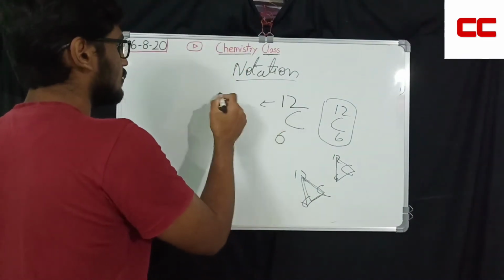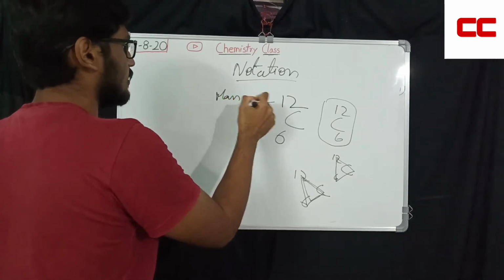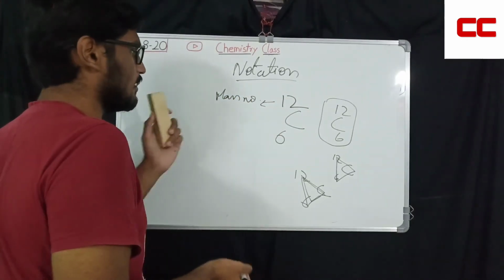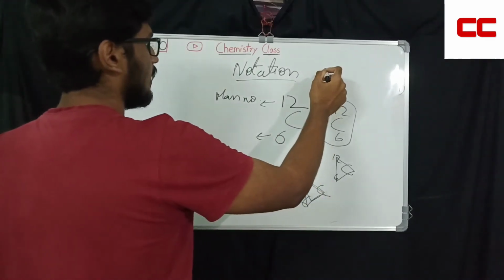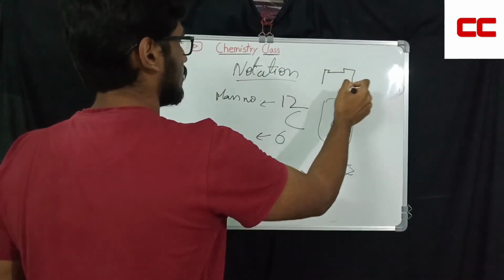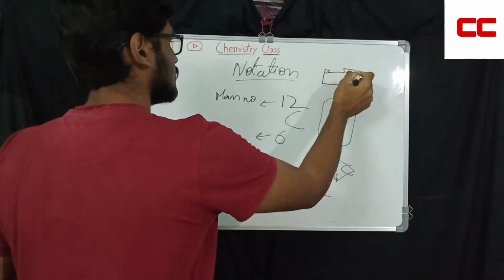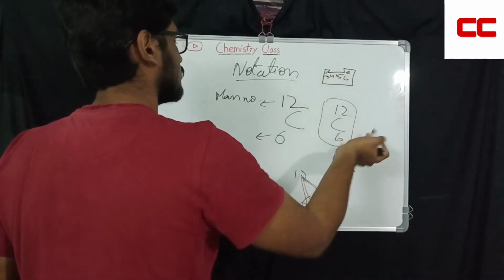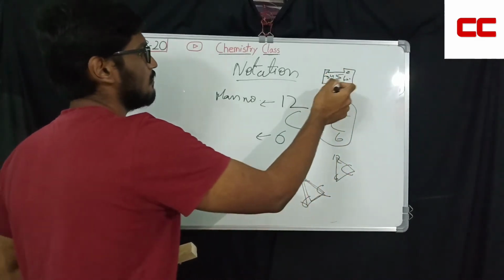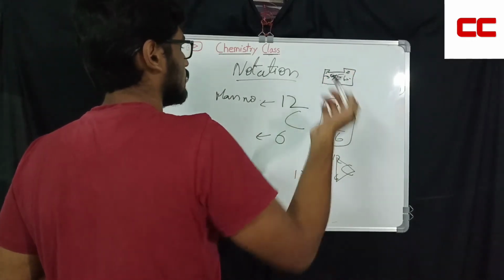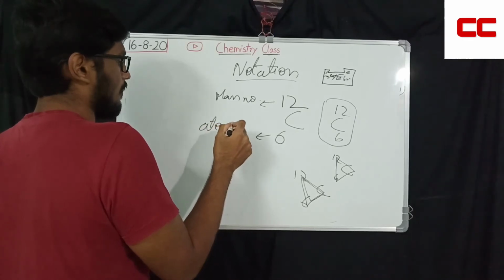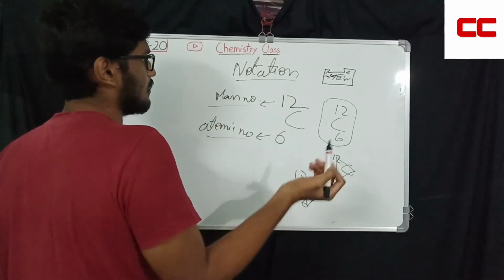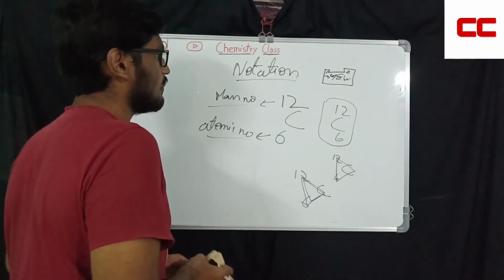The mass number: how do we get the mass number? If you add up the protons and neutrons, you get the mass number. How do we get the number of protons? By the position of the element in the periodic table. That many protons will be there. 6th position, 6 protons. 5th position, 5 protons. 4th position, 4 protons. So this is the atomic number, and this is the mass number. That's how you have to write the notations.